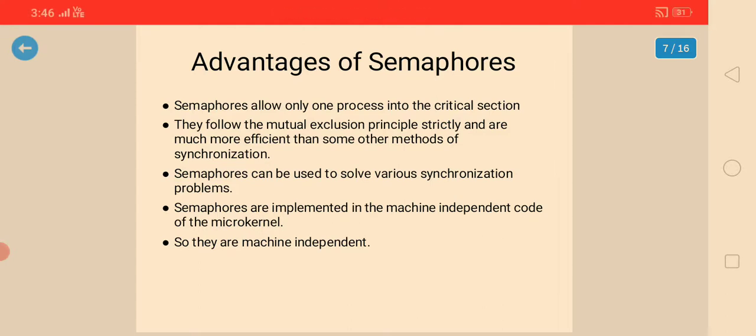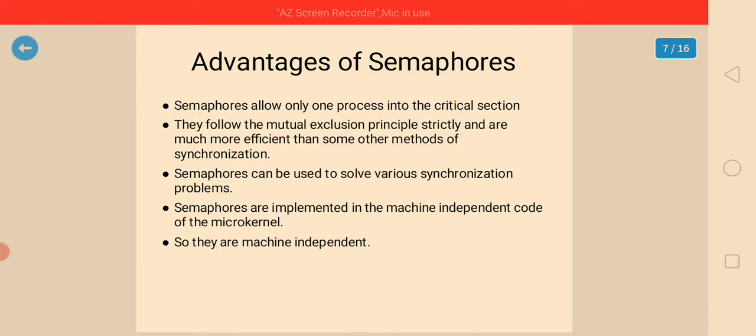So the advantages: the second one, the mutual exclusion principle is strictly followed in semaphores. Third point, semaphores can be used to solve various synchronization problems. We can solve some other synchronization problems using these semaphores. Semaphores are implemented in the machine independent code of the microkernel.